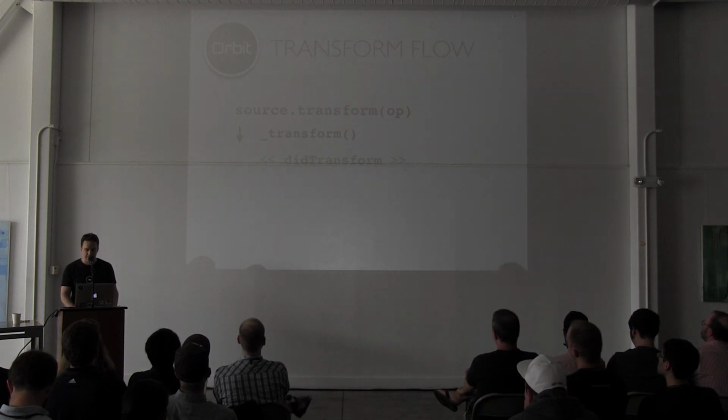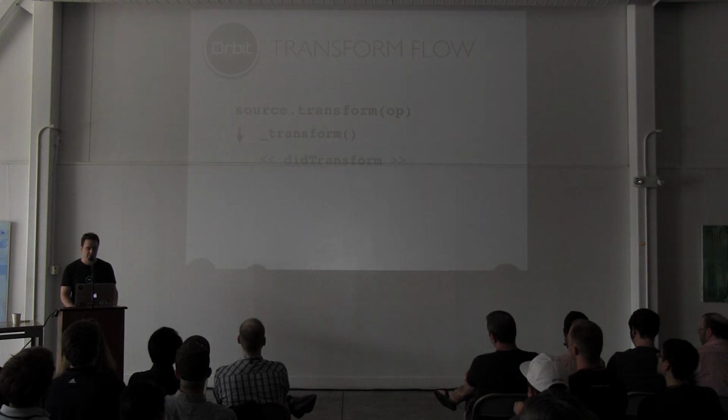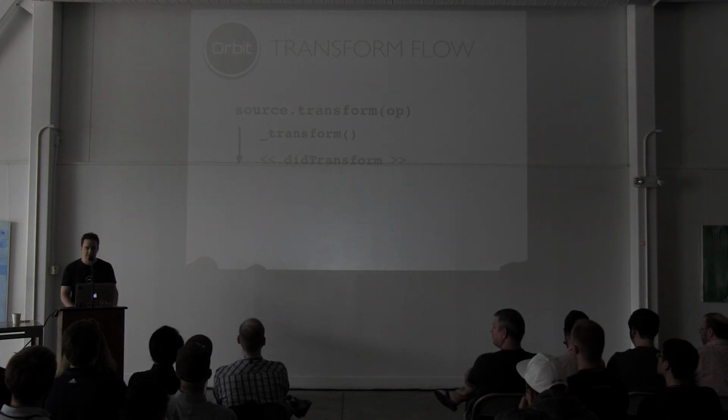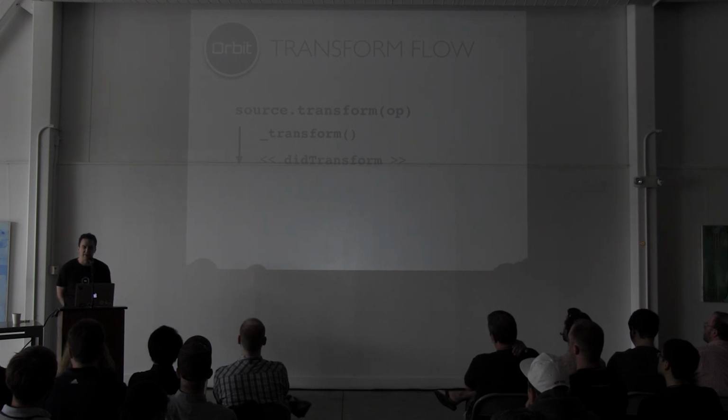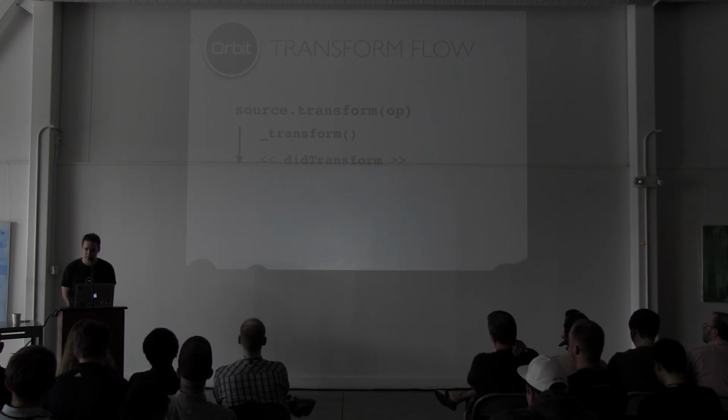The transform event seems simpler. The source's internal transform method, _transform, is called. And the slightly tricky part here is that the transform operation that's requested may not, in fact, be the transform operation that happens on the source. And so did transform may be called any number of times with other operations.